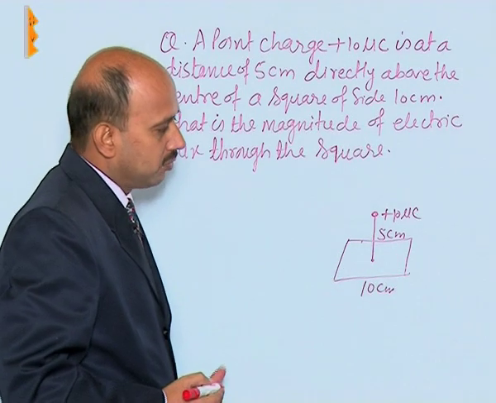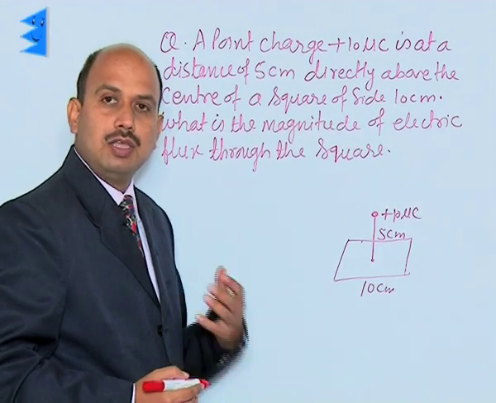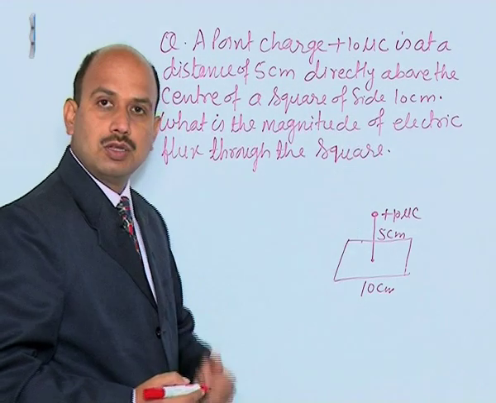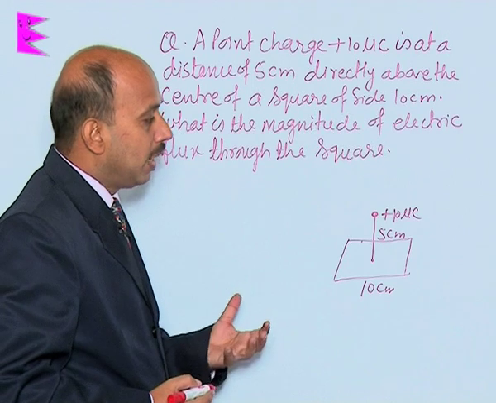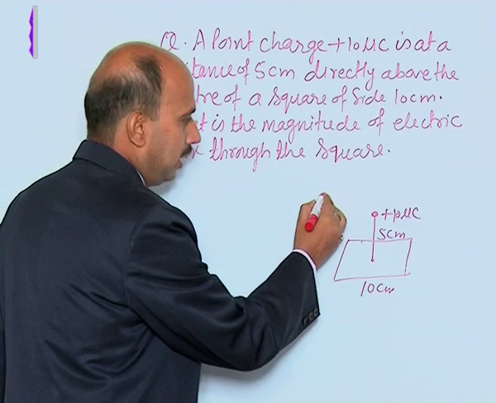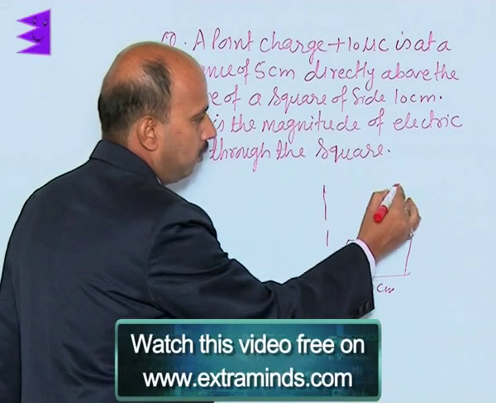So according to Gauss theorem, total flux through any closed surface is equal to q by epsilon naught, but this charge is not enclosed. So first we have to enclose this charge by drawing here a cube. So we can enclose this charge by drawing the cube.